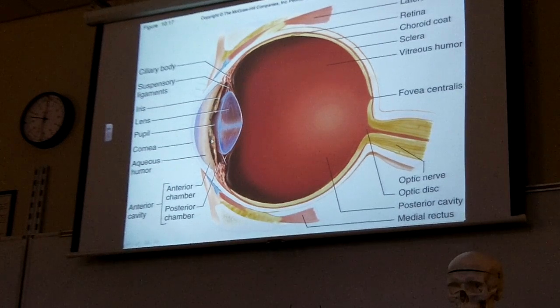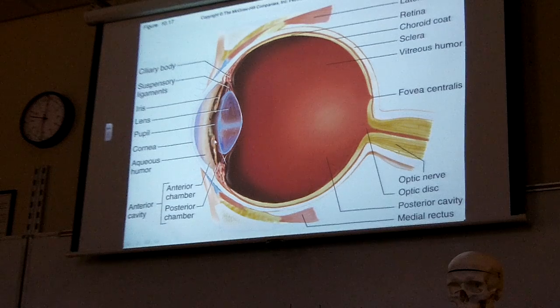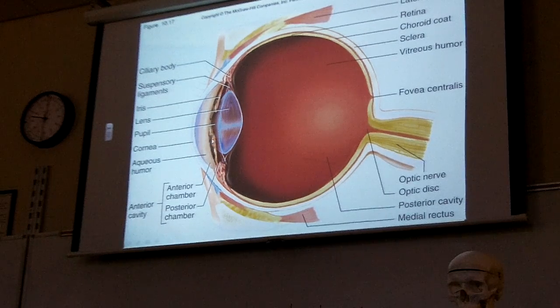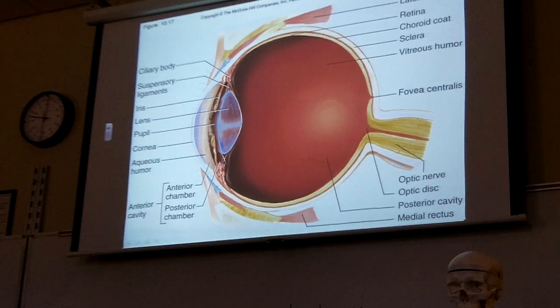Then there's this part right here. This is called the iris. It's the colored part of your eye. The iris is a muscle that can close like that. When the iris contracts, it kind of closes up. And when it relaxes, it kind of opens this way. It's kind of like a sphincter muscle.